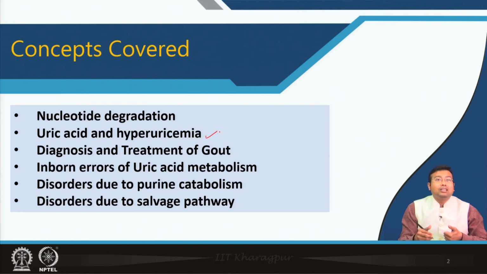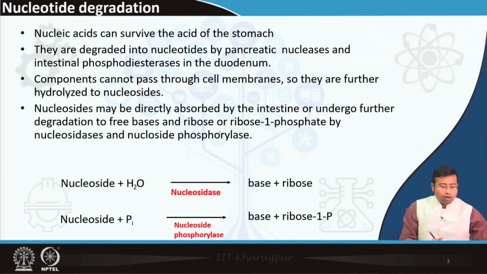We will be discussing uric acid, and the diagnosis and treatment of gout. We will be discussing other inborn errors of uric acid metabolism, diseases that are produced due to defective purine catabolism, as well as the salvage pathways. We will be covering it all.